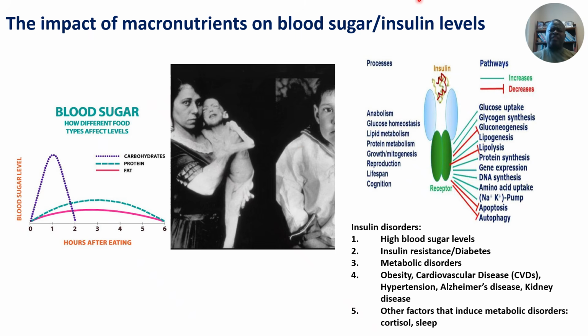So insulin plays a role in multiple processes and pathways: glucose uptake, glycogen synthesis, lipolysis, protein synthesis, gene expression, DNA synthesis, sodium and potassium ion channel pumps, apoptosis, and autophagy. Insulin disorders occur when the cells stop responding to insulin, forcing the pancreas to overproduce it in order to keep blood sugar stable.